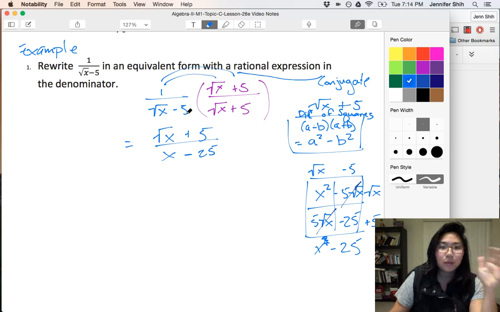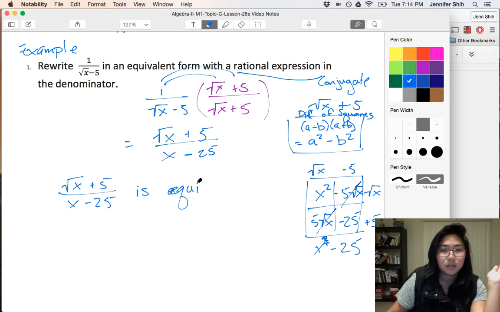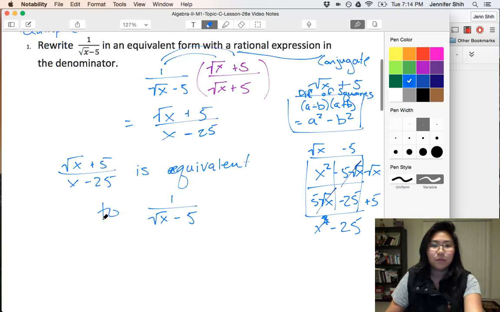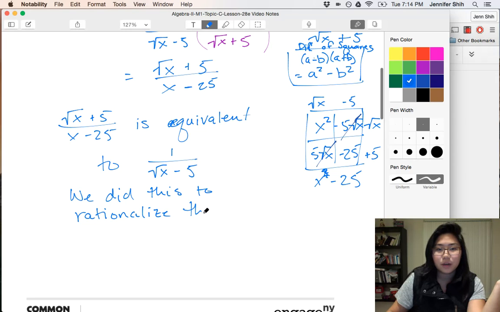I want to note that we are rewriting, we're not solving. So root x plus 5 over x minus 25 is equivalent to 1 over root x minus 5. It's equivalent, and the whole reason why we did this was to rationalize the denominator. So we did this to rationalize the denominator.